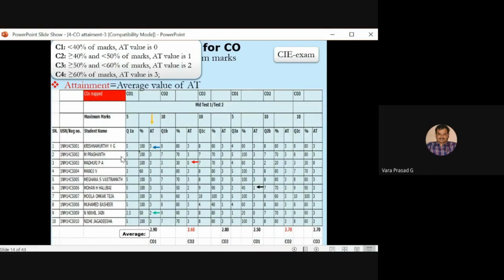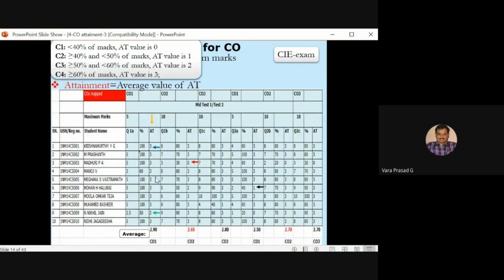Okay. Now, take a student called Nikhil Jain. For this student, in question 1A, how many marks are scored? 2.5 out of 5. So 2.5 divided by 5, how much? It is 50 percent. So it comes under condition 3. So the attainment with respect to that particular question is 2.